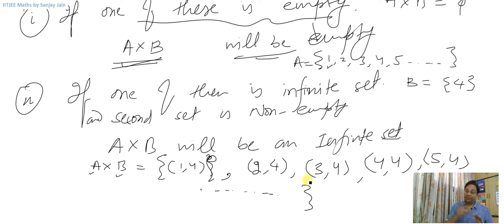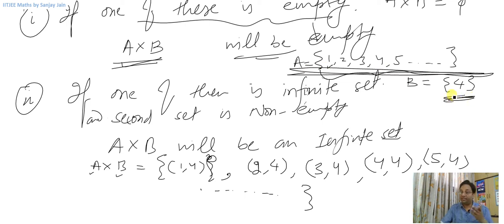They are infinite in number because I can select my first element in an infinite number of ways, right? Of course the second element will remain the same for all of these. However, the total number of elements of this set will be infinite, or infinity.